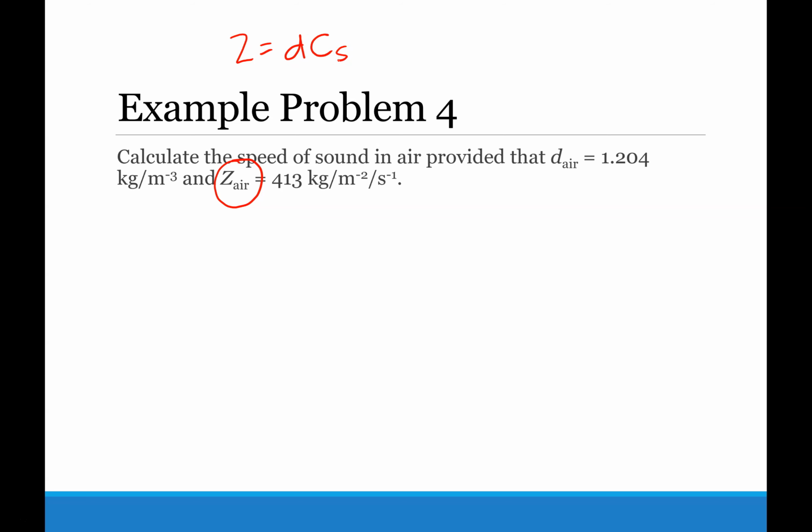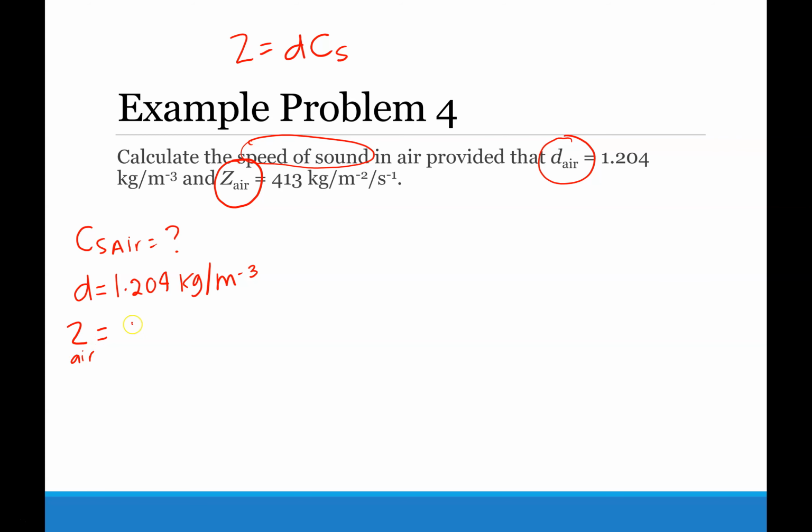So it's asking us to calculate the speed of sound in air. So C of S in air. It gives us a density for air. So the density is going to be 1.204 kilograms meters minus 3. And the acoustic impedance, that's what that Z means, for air equals 413 kilograms meters minus 2 seconds minus 1.